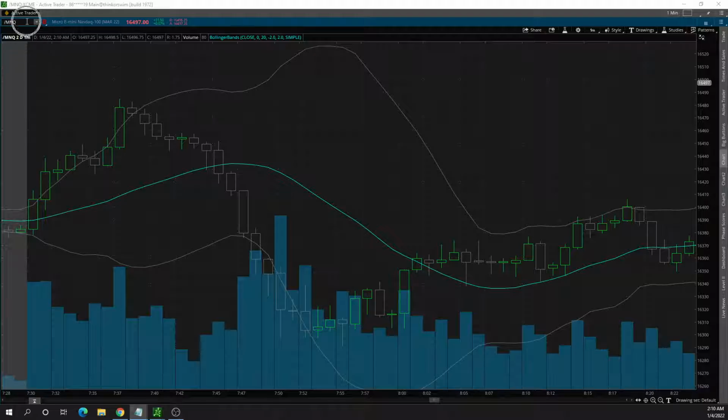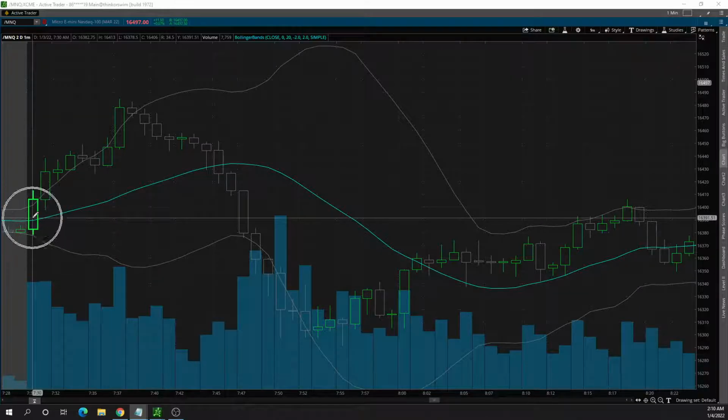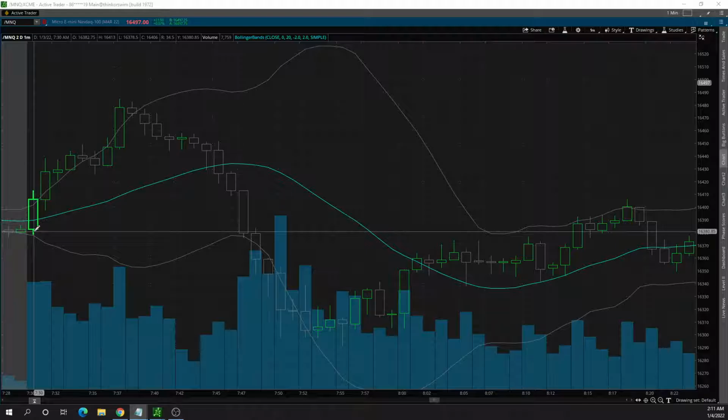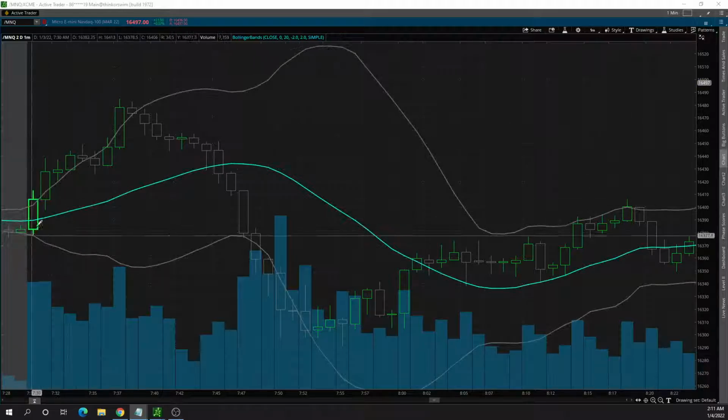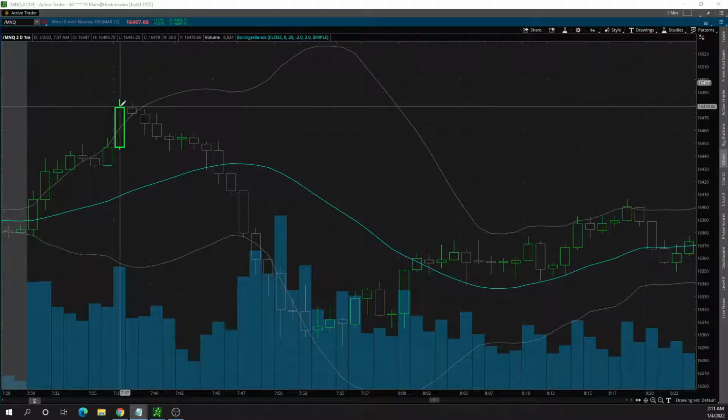Looking at the micro NASDAQ futures. This is market open, US market open right here. So you can see there's a nice move up from 380 all the way up to 480, so it's approximately a 100-point move. Now let's talk about volume.